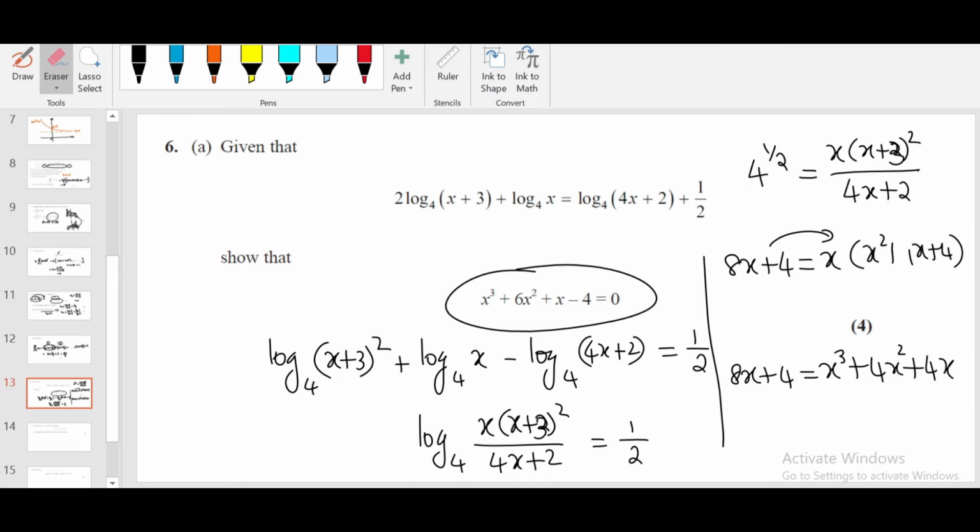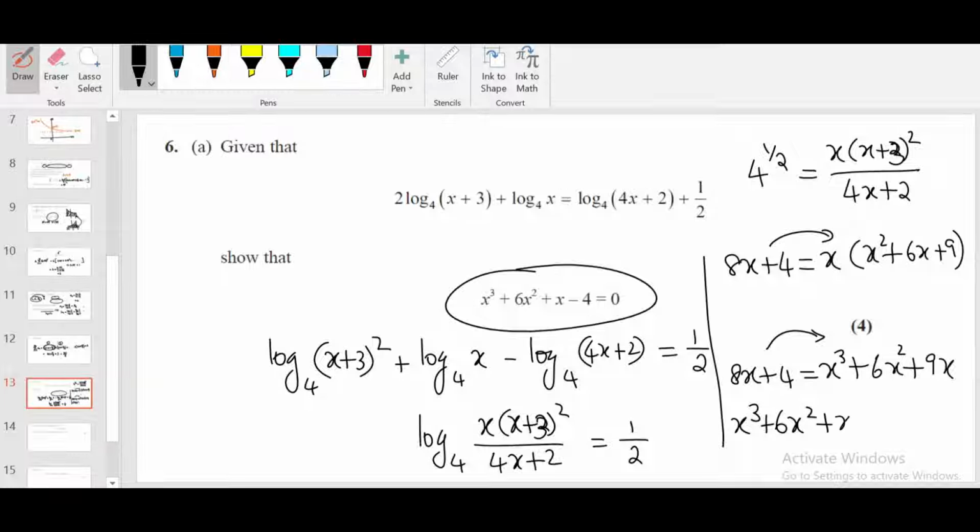So when you expand it, you are going to get x square plus 6x plus 9. So it's going to be x cube plus 6x square plus 9x. Put everything on one side, and you get the equation x cube plus 6x square, 9 minus 8 is x, minus 4 is 0. That's all. It's a 4-mark question. Let's move on to part B of the question now.